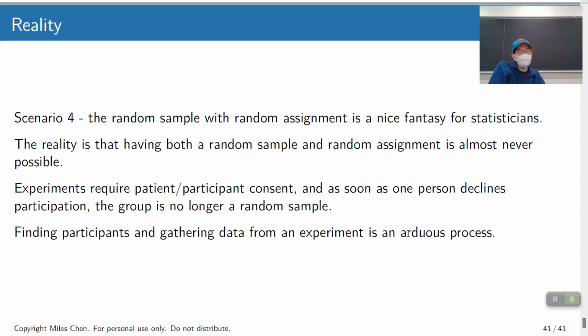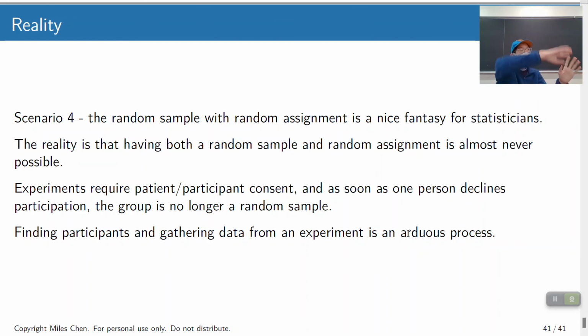The issue is this situation where you have random sampling and random assignment. This never happens in real life. Okay, either you generally have to settle for a random sample, or you have to settle for random assignment. You're rarely going to get to do both, because anytime you have an experiment, you have to get patient consent to participate in your experiment, because you're going to tell them what to do, and as soon as somebody declines, you no longer have a random sample.